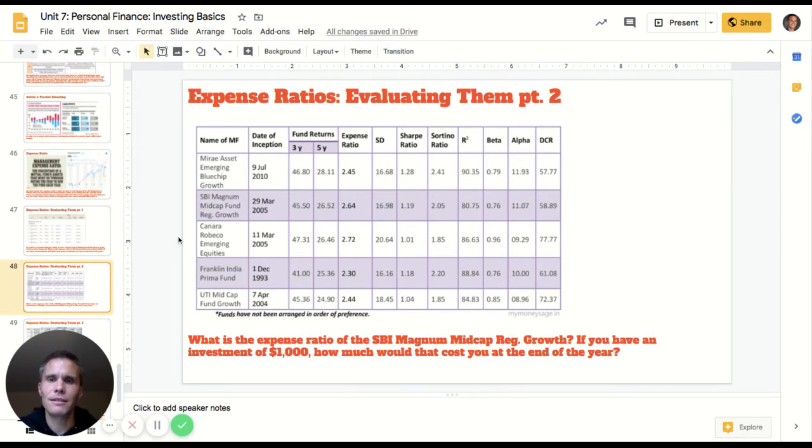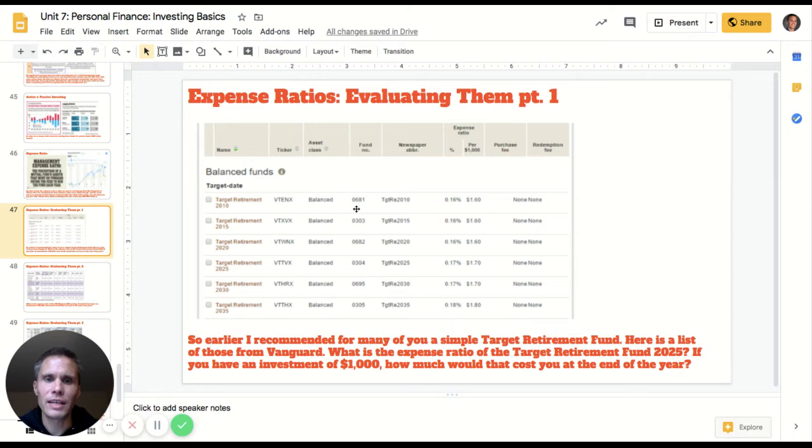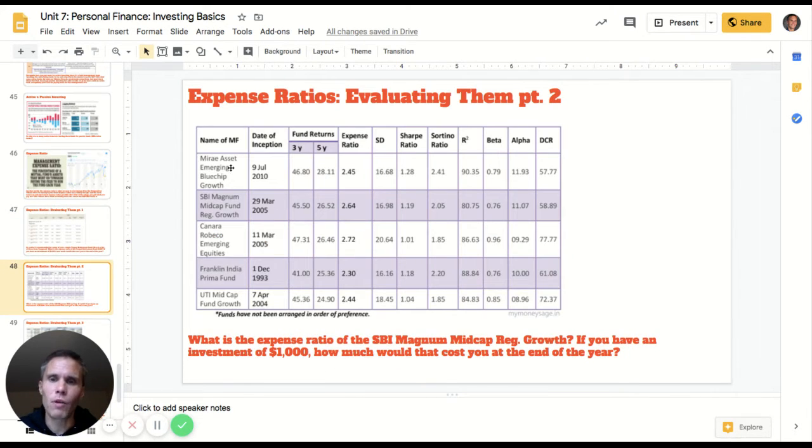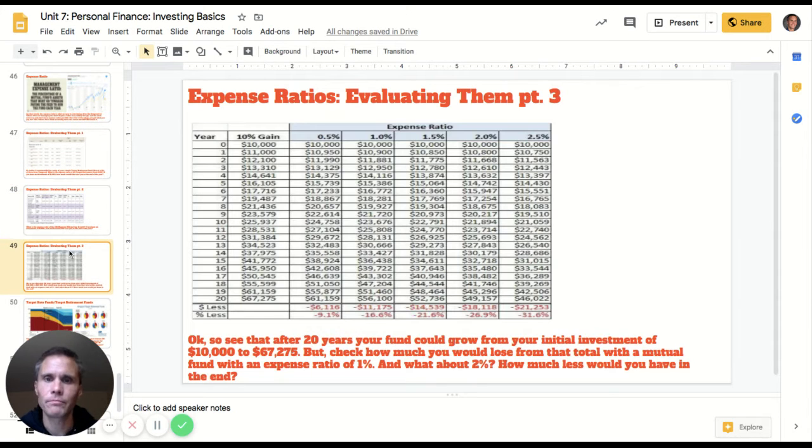But take a look at these index funds. These expense ratios are 2.45%. This one was 0.16% for this total global market. Now, a big reason why somebody's going to get this Murray Asset Emerging Blue Chip Growth is the understanding that they believe they're going to have greater chances at beating the market than anybody else. So they're paying several times more to the mutual fund managers for managing this fund. But here's what it means to you over time.